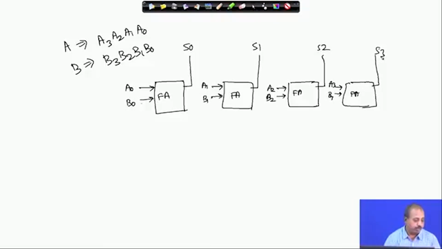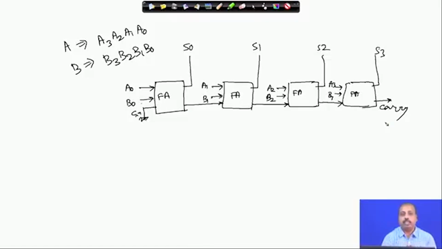And there is the carry part. For this first stage, the carry in is made equal to 0. So, this is the carry in, and it is grounded because there is no carry input here. Now, this carry output can be fed to the carry input of the next stage. Similarly, this carry output can be fed to the carry input of the next stage, and finally from the last stage you can generate the carry signal for this entire 4-bit addition.